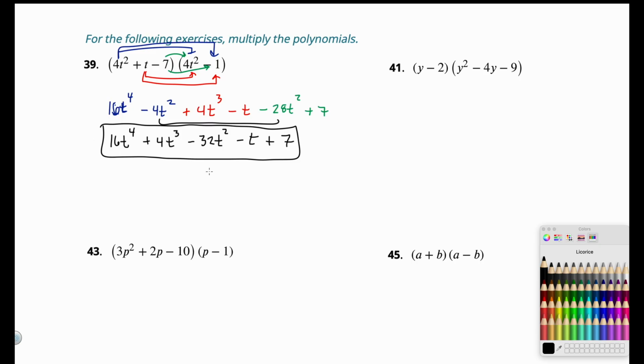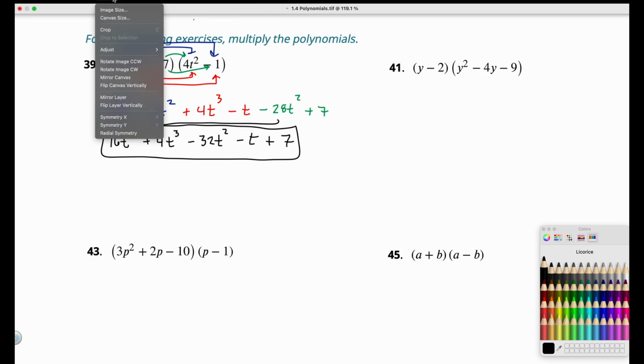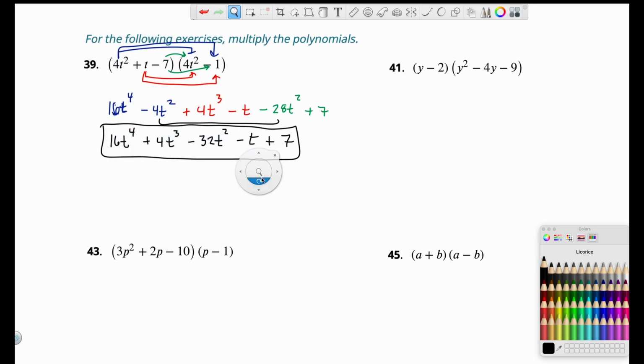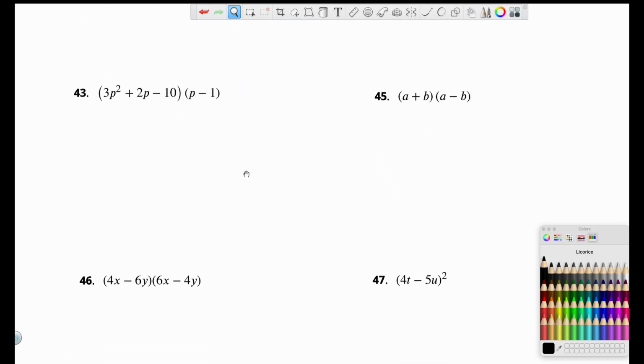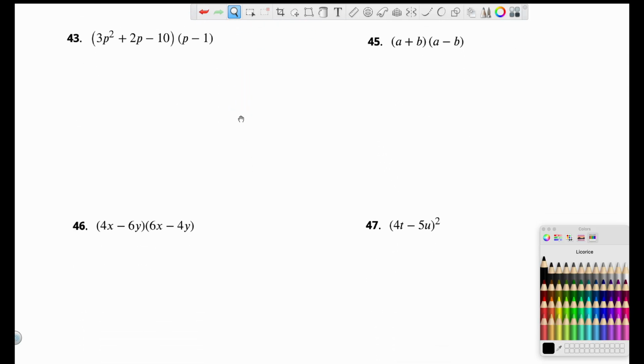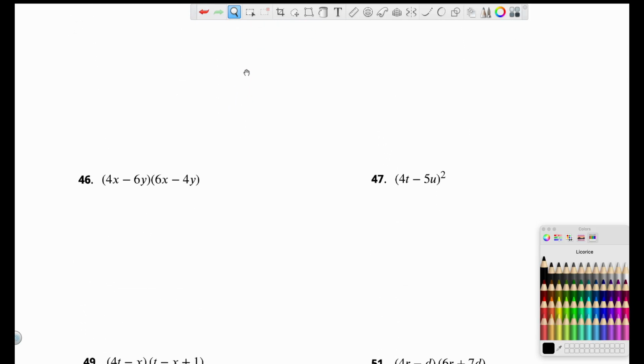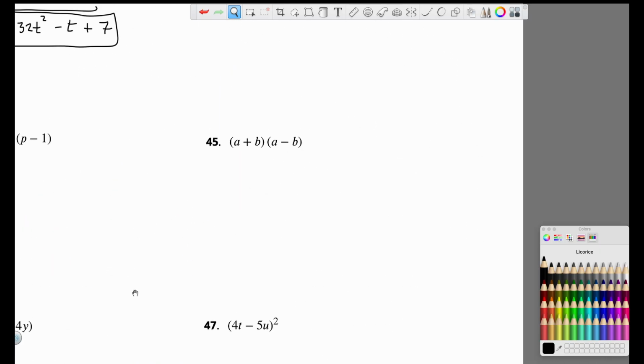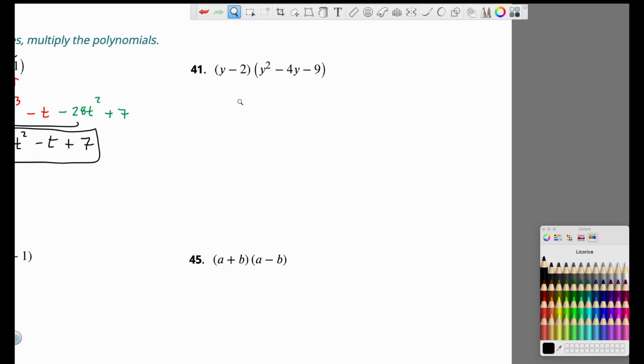Very good. What do I want to do now? Let's see. What happened to my toolbar? There it is. Let's do, maybe, I don't know. Maybe we'll do 41.